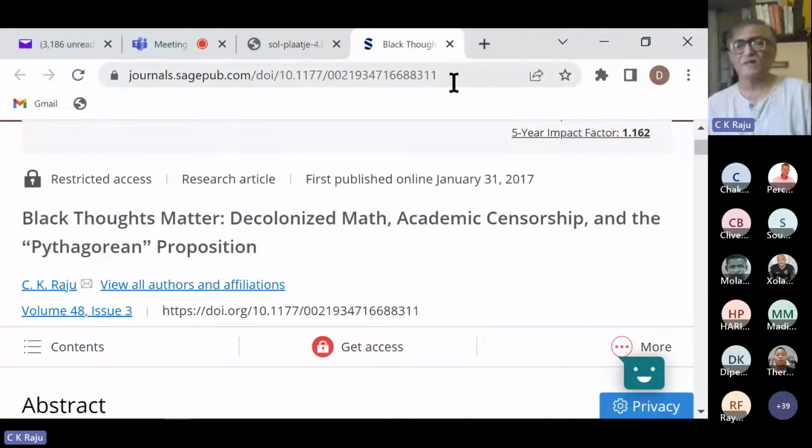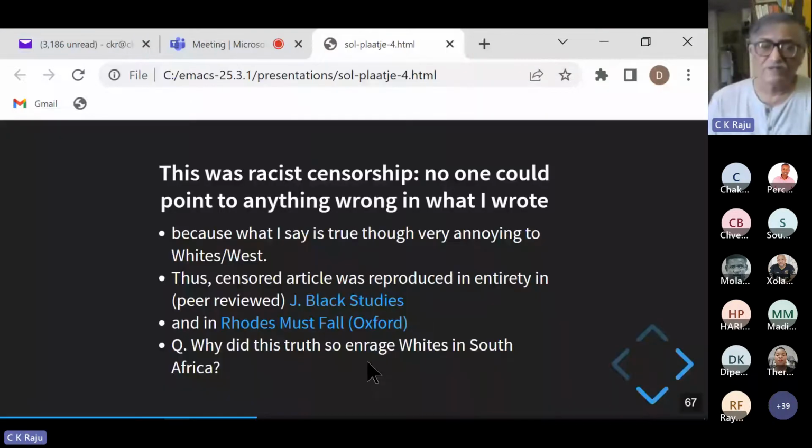And it is a peer-reviewed journal, if that is a standard. The point is, if somebody has something to say against it, they should say it instead of just censoring it. And it was published in the Rhodes Must Fall book from Oxford. So why did this article, why did this truth so enrage whites in South Africa? Because it's truth, because they could not contest it. Why were they so enraged?